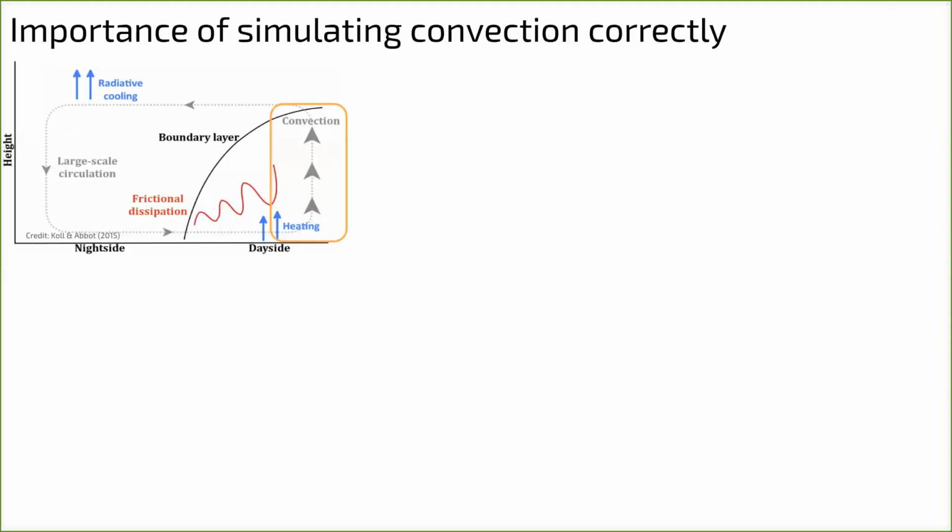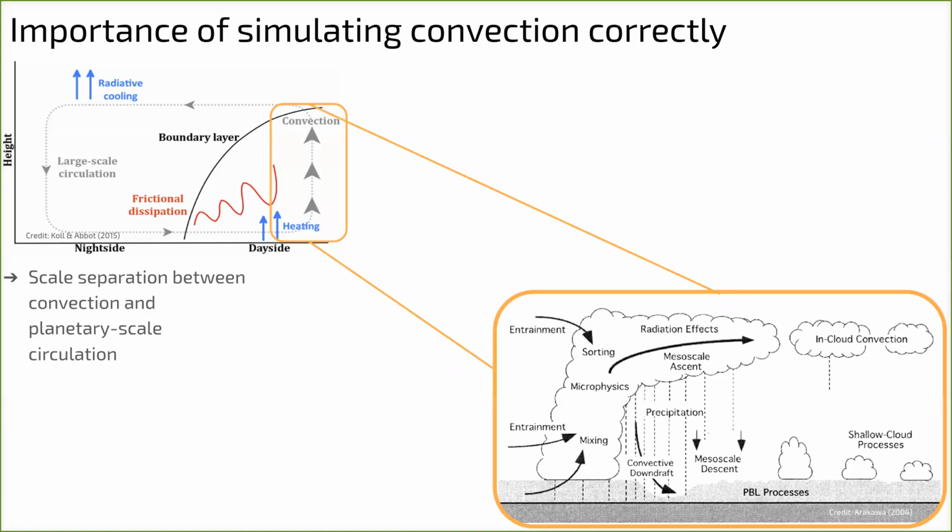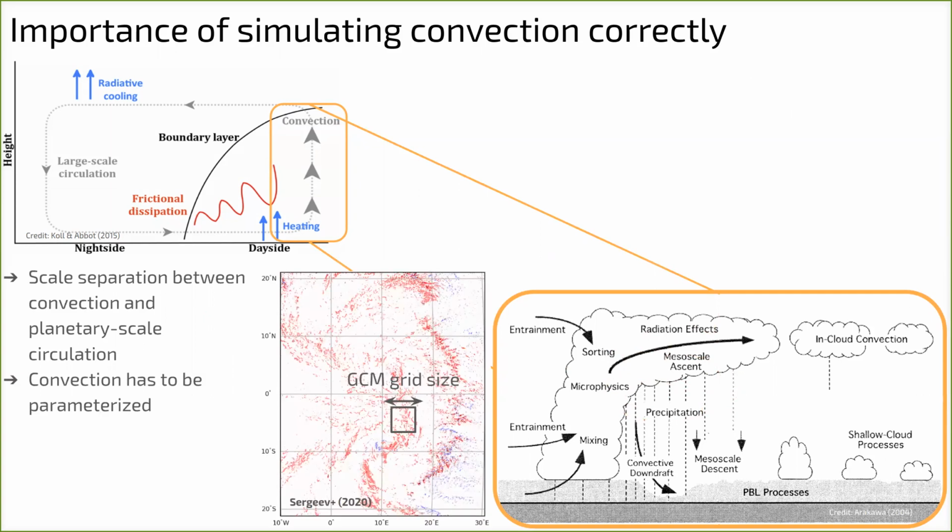in by saying that convection is one of the most important drivers of the atmospheric circulation and heat redistribution on tidally locked terrestrial exoplanets. But of course, it's more complex than this simple schematic shows. It involves a lot of different processes interacting on small scales. And so there is a wide scale separation between convection and planetary scale circulation, which means that for most GCMs, convection is a subgrid scale process and has to be parameterized.